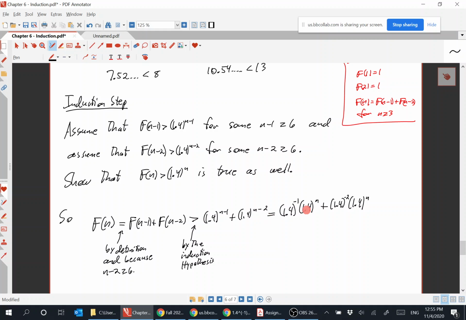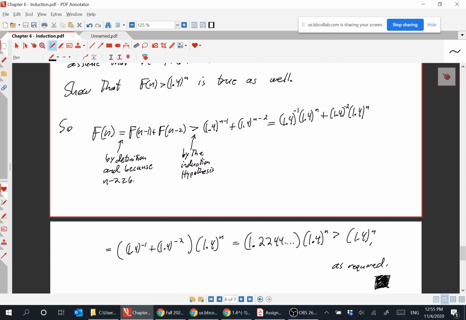This sum is equal to this sum, just using the identity x to the a plus b is x to the a times x to the b. So that's 1.4 to the negative 1 times 1.4 to the n plus 1.4 to the negative 2 times 1.4 to the n. Factoring out 1.4 to the n looks like that. And then this is just 1.2244 something times 1.4 to the n. This number is bigger than 1, so if I replace it with a 1, then this 1.22 times 1.4 to the n is bigger than 1.4 to the n. And that's what we wanted. Fn is greater than here and greater than here, 1.4 to the n.